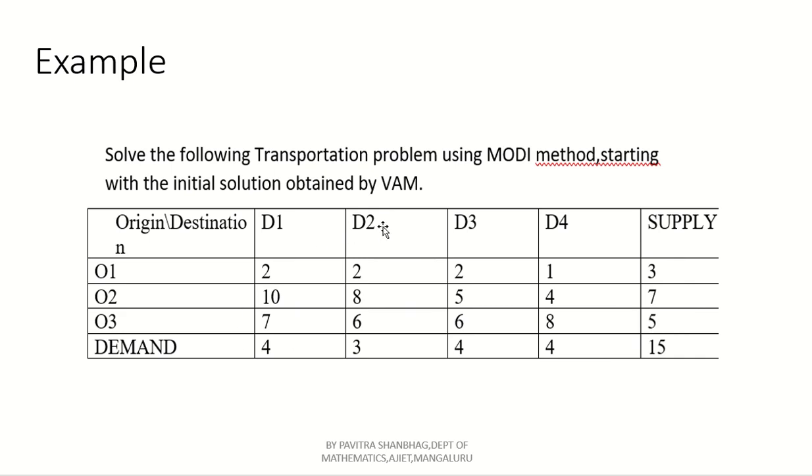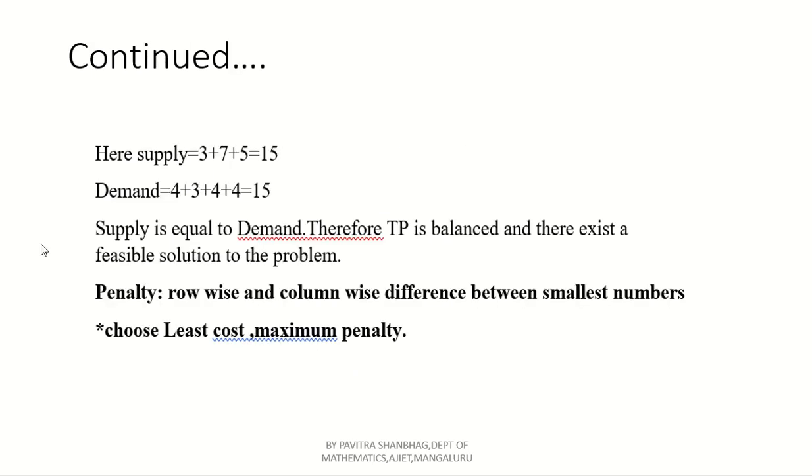First we have to check whether the total demand matches the total supply or not. Total supply is 3 plus 7 plus 5, that is 15. Total demand is 4 plus 3 plus 4 plus 4, that is 15. So clearly the transportation problem is a balanced one. Supply is equal to demand, therefore the transportation problem is balanced and there exists a feasible solution to the problem.